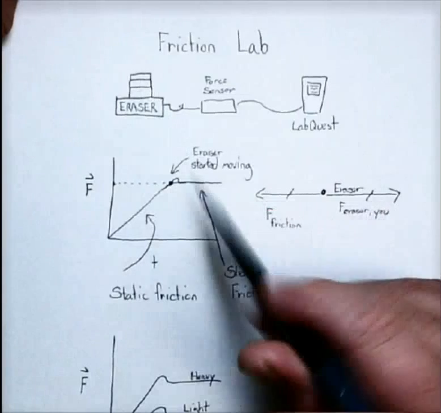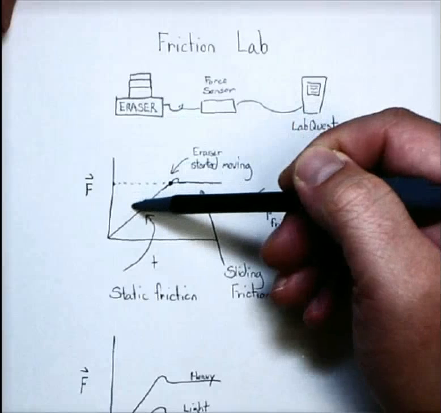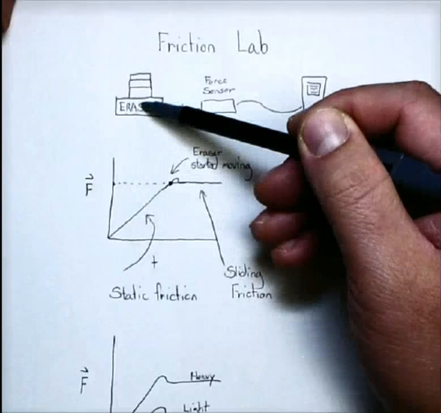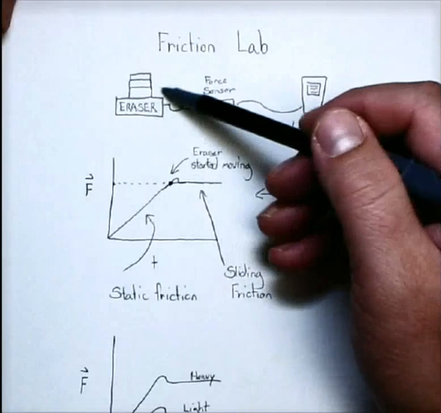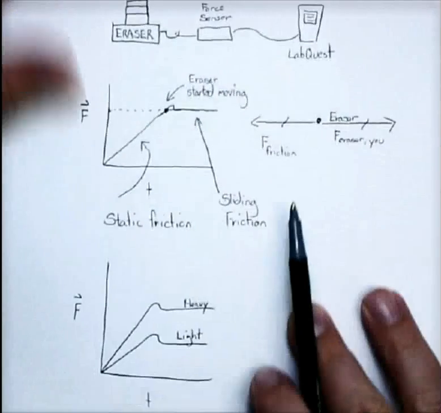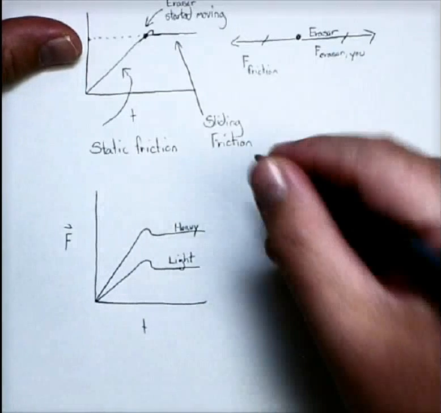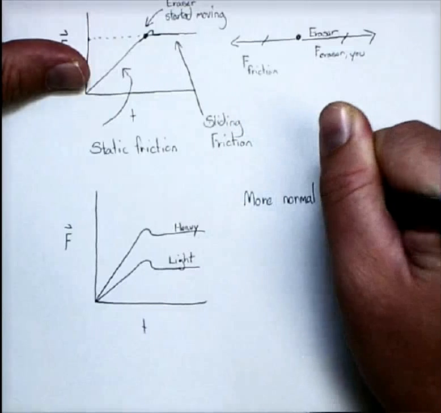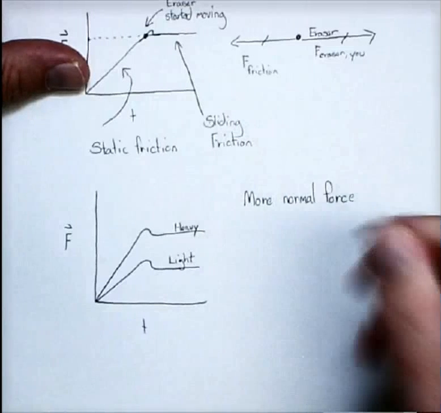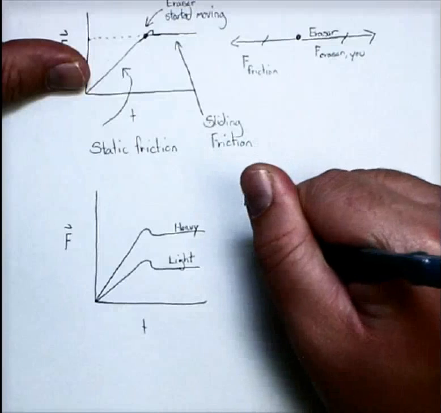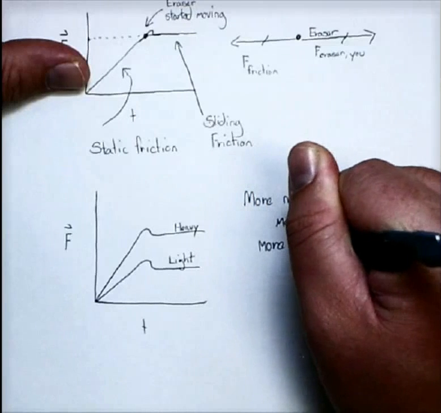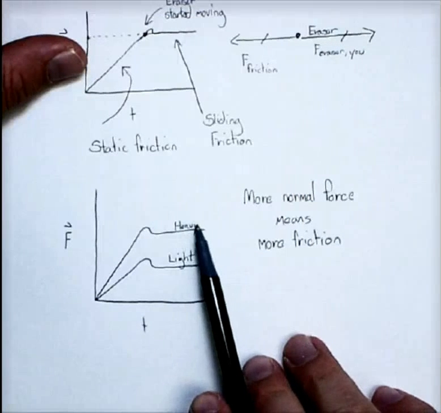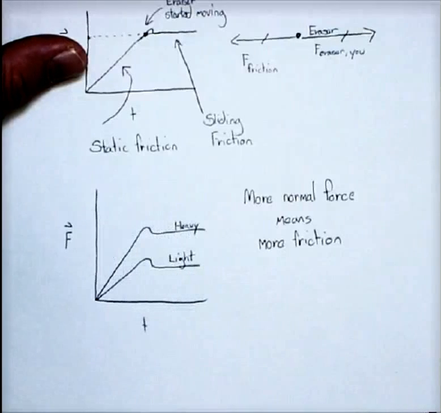Now if we increase the mass, that means this eraser will push harder down on the desk or on the counter, and consequently, Newton's third law tells us that the counter will push harder back on it. So really, the more mass we put on here, the greater the normal force. But that is a very important result. More normal force means more friction. So again, the heavier object, because of the greater normal force, will produce more friction.